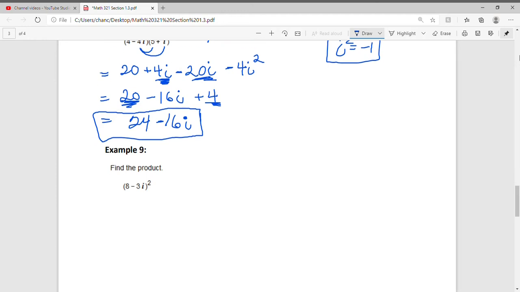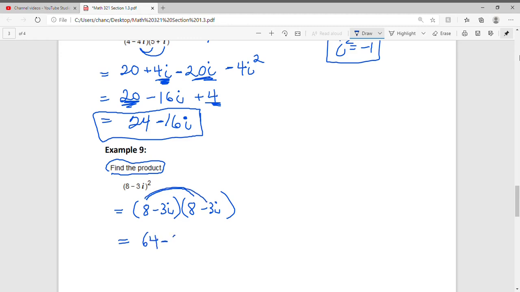In example 9, again, this is a multiplication problem. I want to write this twice. That's what it means to be raised to the power of 2. We're multiplying it by that base twice. We'll be forced to FOIL. 8 times 8 is 64. 8 times negative 3i is negative 24i. Negative 3i times 8 is again a negative 24i. And then negative 3i times negative 3i is plus 9i squared.